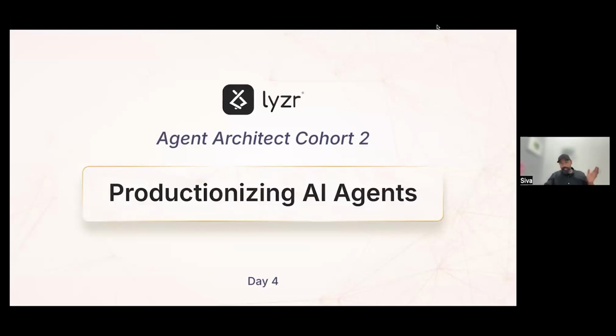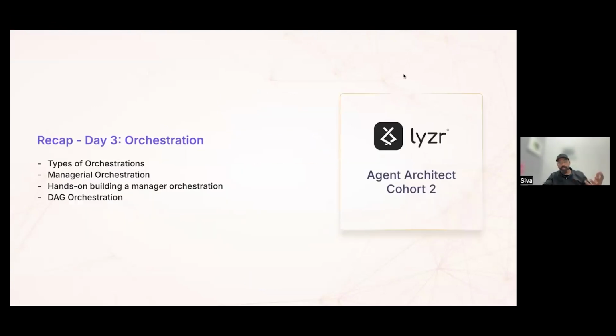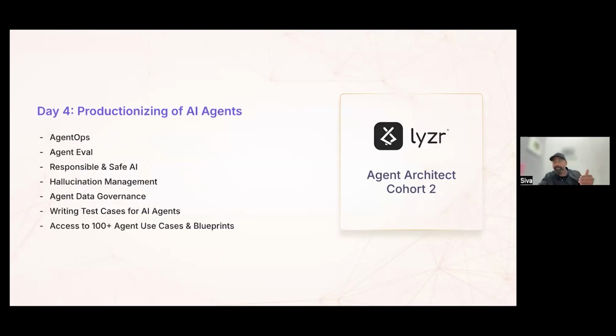Yesterday you would have seen how orchestration comes into play, managerial and other various forms of orchestration. Once you've built it out and you're ready to deploy, you need probably another equal amount of time to get the agents tested and harden them before you can deploy in production, which is why productionization is a key focus. We've kept an hour just discussing productionization of agents.